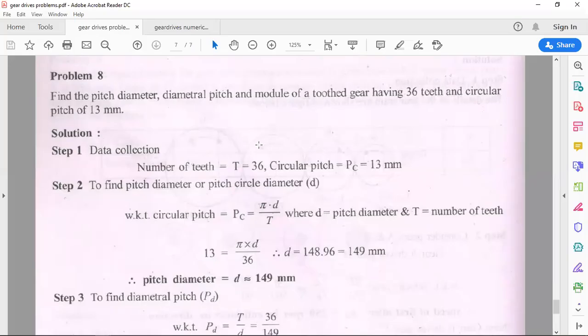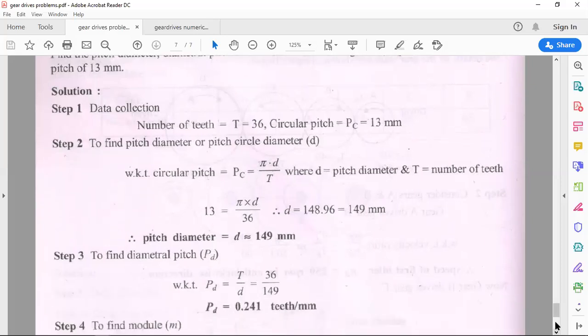We know that the number of teeth on the gear is 36, and the circular pitch is given as 13 mm. Based on these two data, we have the equation PC is equal to pi into d by t. We know PC, pi is a constant value, and we know the number of teeth. Then we can find the pitch diameter. D is nothing but the pitch diameter. So 13 is equal to pi into d by 36. By using that equation, I get D is equal to 149 mm.